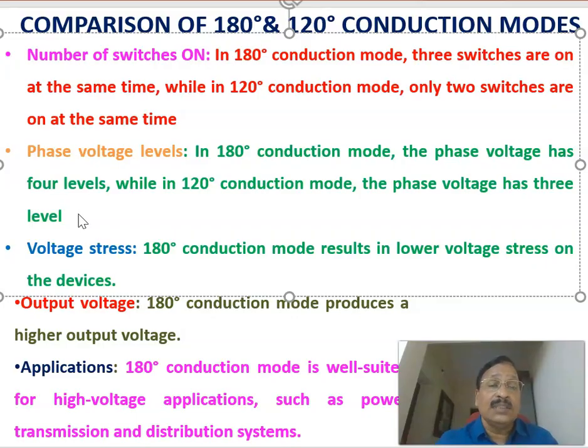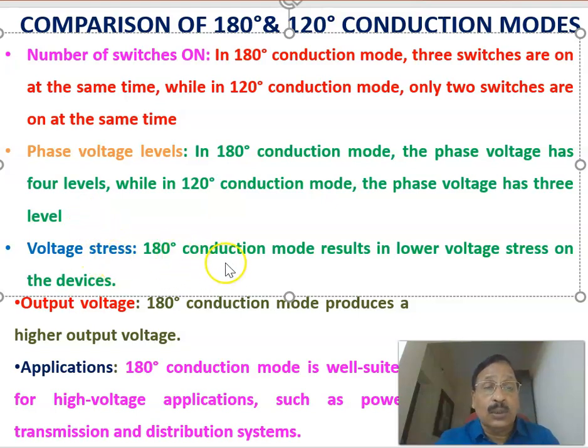That is why in this explanation you can see that even in the 120 degree conduction mode, you will be getting 4 levels in the phase voltage, and both phase and line voltage are the same. That is the case. But if you are considering a star type of connection in the 120 degree conduction mode, then you will be getting only 3 levels in the phase voltage.